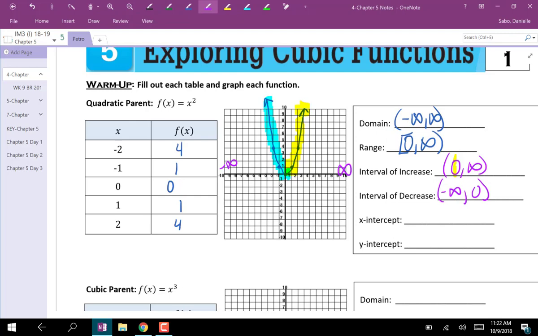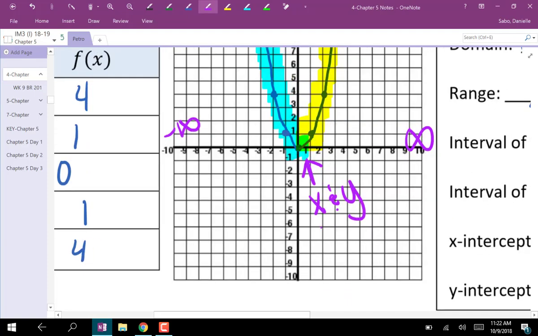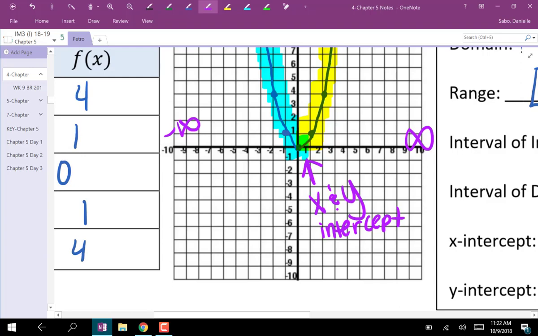I'll review. What is my x-intercept? (0, 0), and what's my y? Yeah, (0, 0). They're both the x and y. So you can even put a little arrow if you want. This is your x and y intercept, if you did not realize that. Intercept just means where it is crossing the x and y axis.